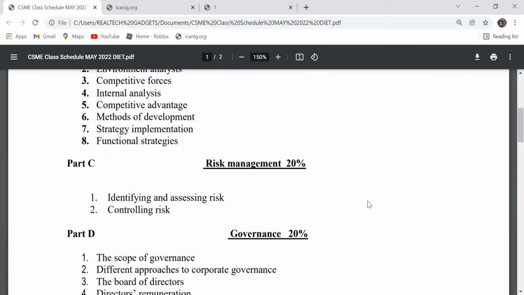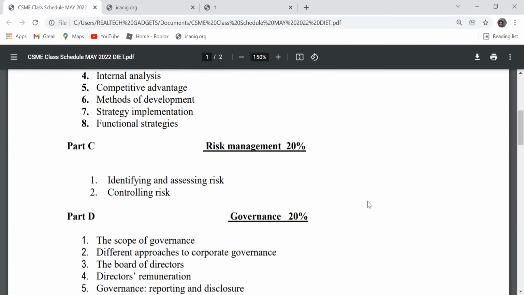Then after risk management, the main word we are going to be talking about in risk management is not about how to eliminate risks. Risk cannot be eliminated. You can only try as much as possible to control it. You can't eliminate risks. You can only reduce it.